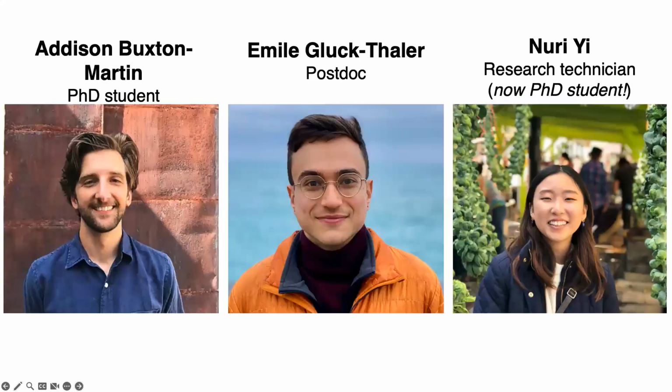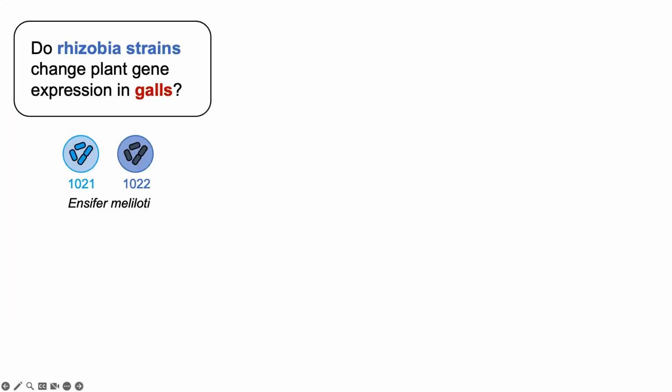So this is an experiment that is led by Addison Buxton Martin, who's a PhD student in my lab. He's collaborating with Emil Glucktaler, who was an old postdoc in my lab, and Nuri, who was the research technician when this experiment was run. And so I'm going to show you two sets of data to address this question.